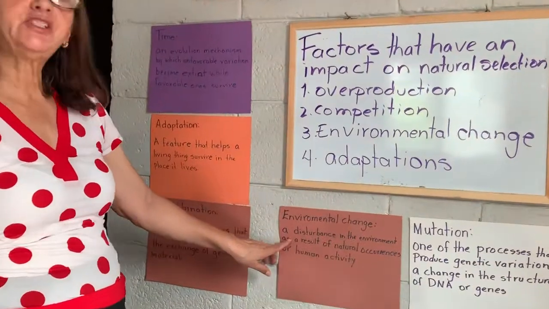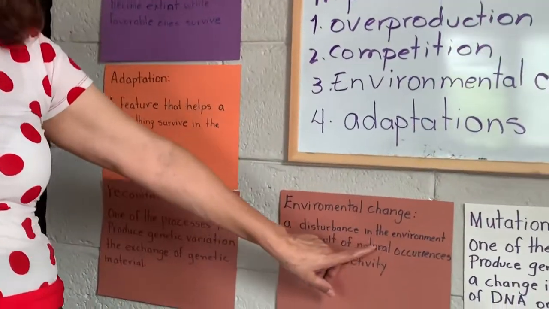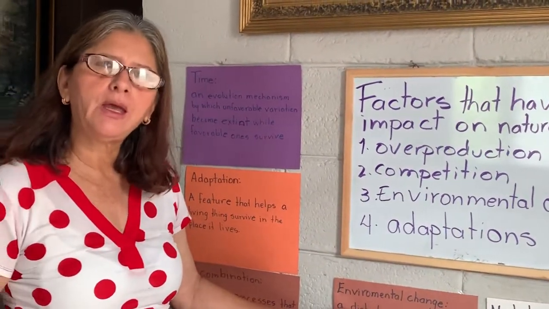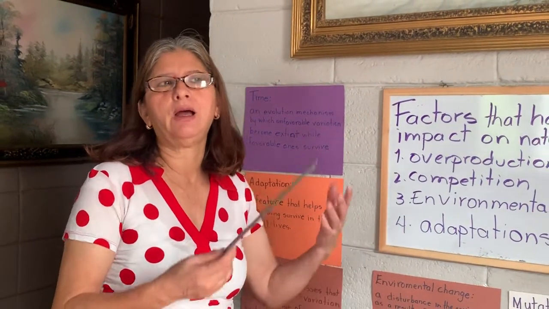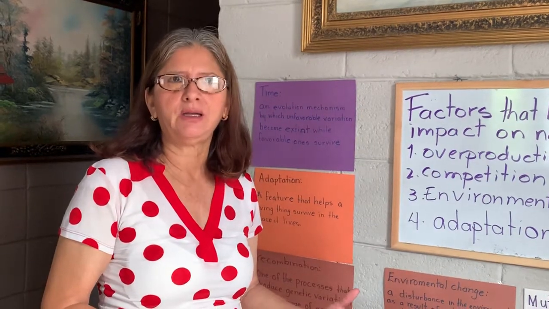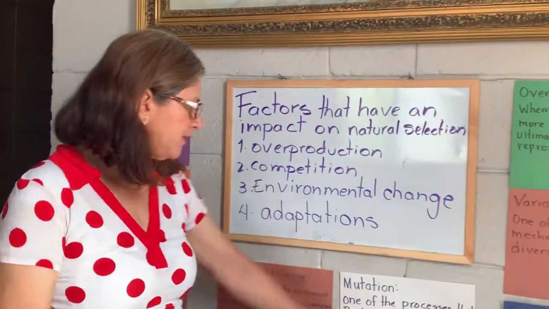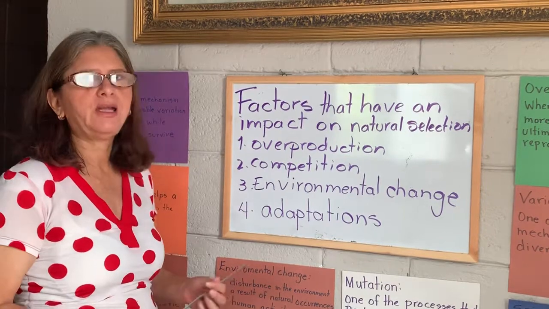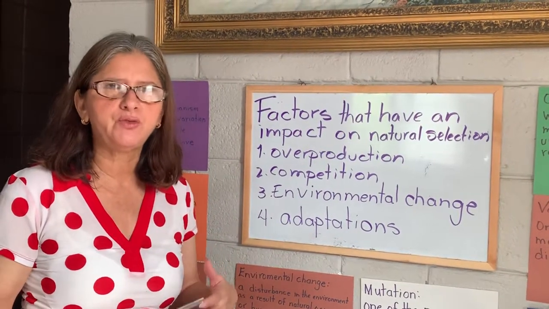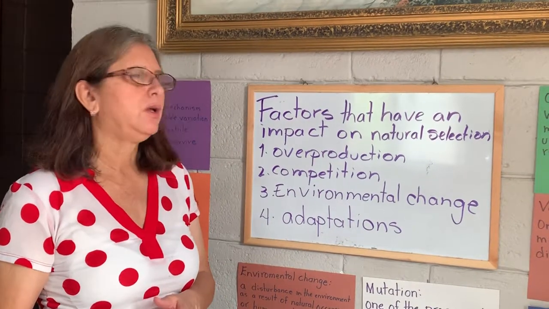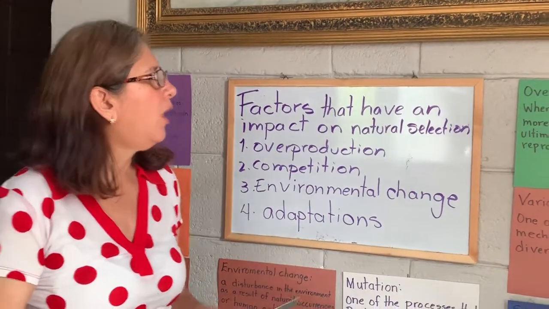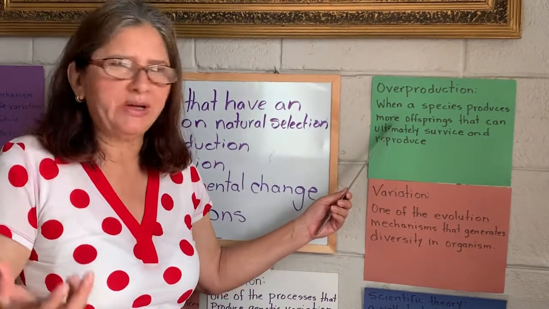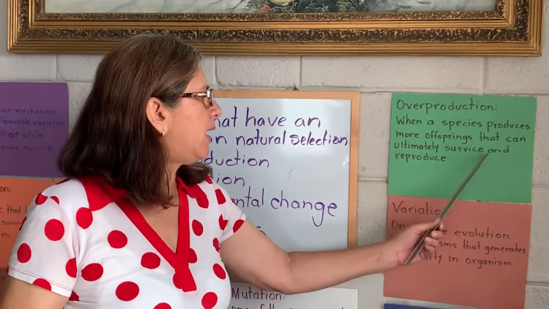Environmental change is a disturbance in the environment as a result of natural occurrences or human activity. This can eliminate the unfavorable species. So, mutation, one of the processes that produce genetic variation and change the structure of DNA or gene. The species have to suffer mutation to adapt to the environmental habitat to survive. Overproduction, we already talked about it, is when a species produces more offspring than can ultimately survive and reproduce.